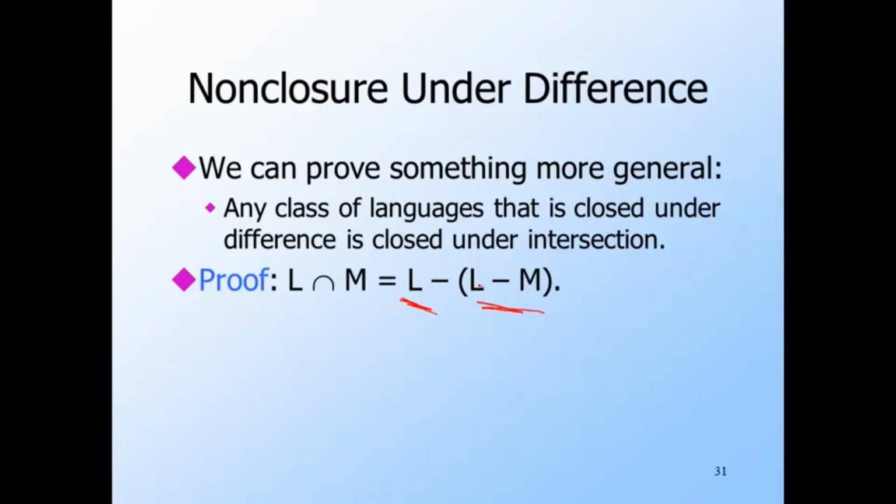That is, suppose X is in L intersect M. Then X is surely not in L minus M because it's in both L and M, and therefore X is in L and not in L minus M. Therefore, it is in this expression on the right side.